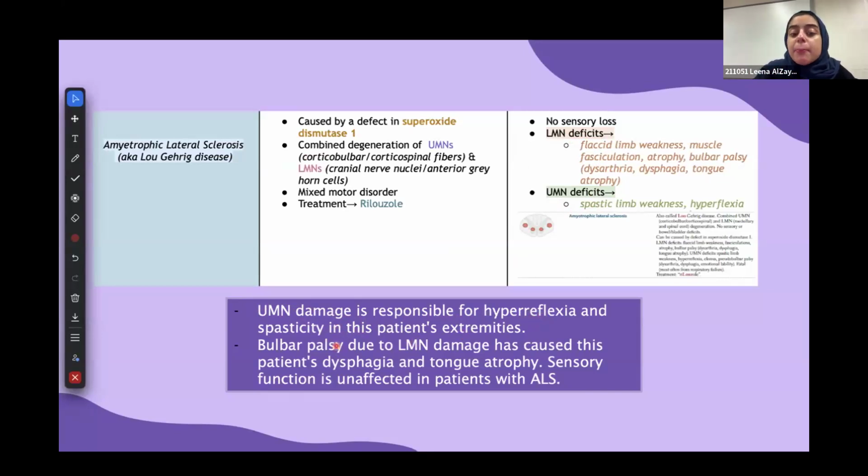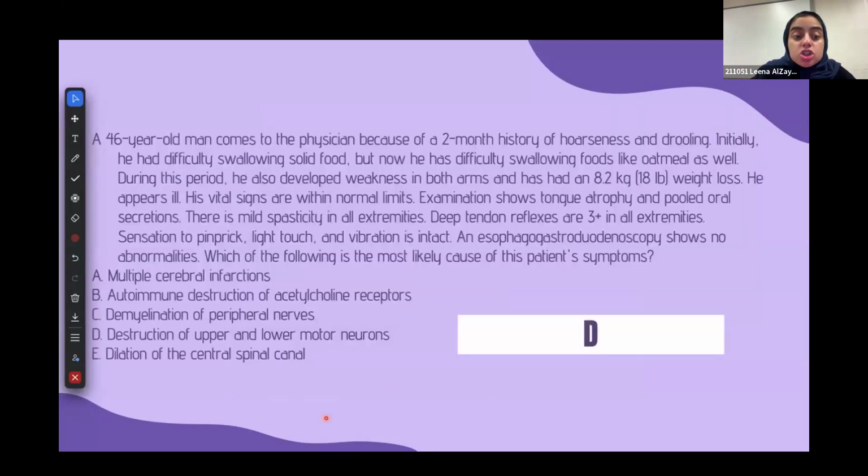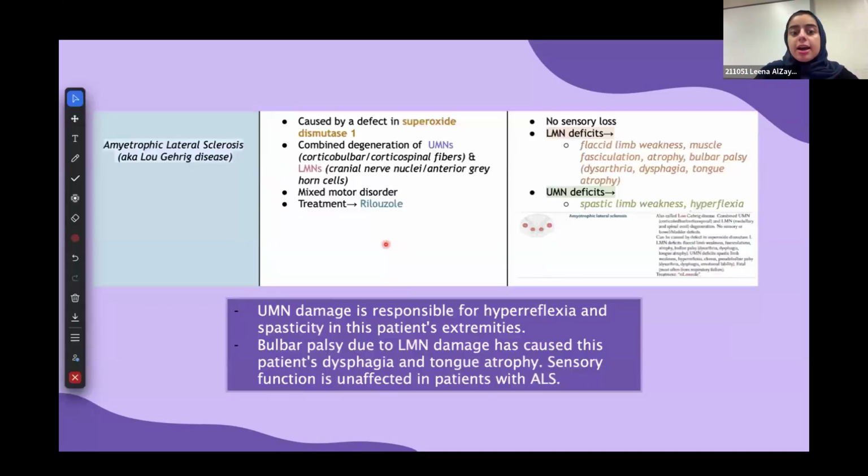On the other hand, the bulbar palsy, due to the lower motor neuron, has caused this patient to have dysphagia and tongue atrophy. So sensory function is unaffected in people with ALS. They specifically mentioned over here that sensation of pinprick, light touch, and vibration are intact. So sensations are intact. So let's go over and revise what ALS is.